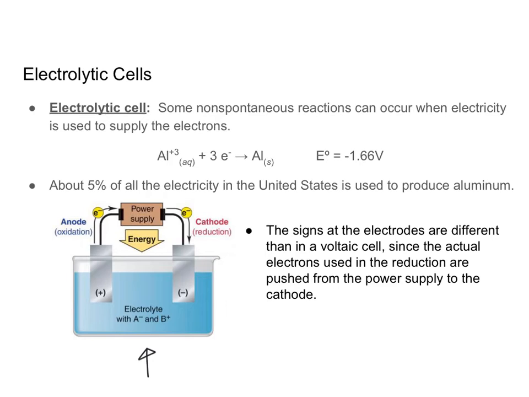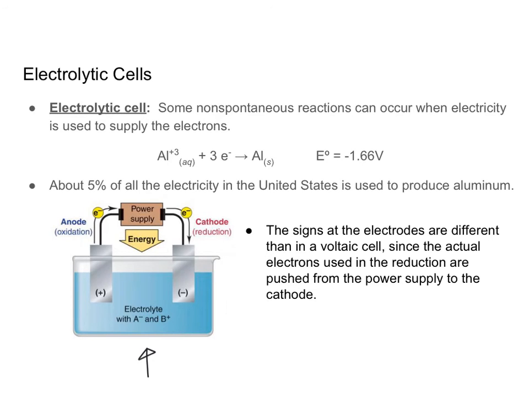Note, the signs of the anode and the cathode in this case are different than in the voltaic cell. In this case, the electrons are flowing from positive to negative. In the voltaic cell, it's the opposite. I'm going to show you a slide that's going to be kind of important in a second.